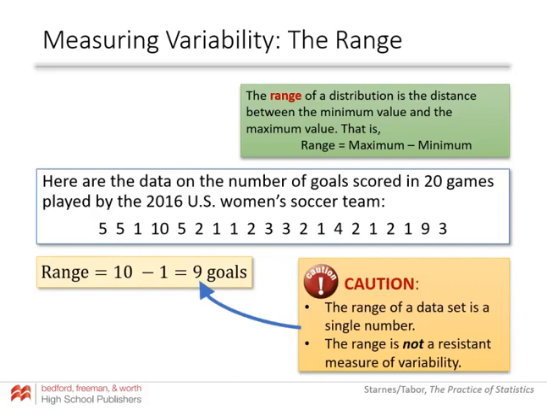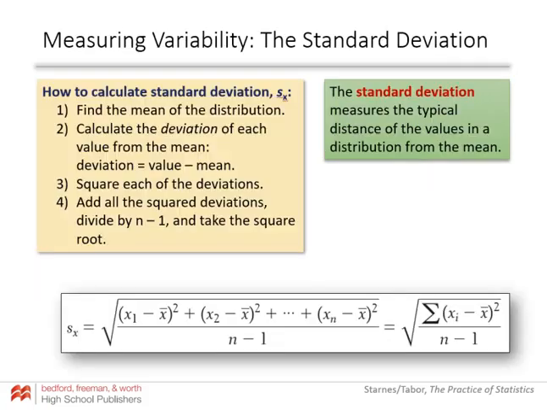One thing that you want to be careful with is make sure you write your answer as one number. So the range is 9. The range is not 10 to 1 or 1 to 10. The range is also not a resistant measure because again, we're using the largest number and the smallest number. So if either of those are outliers, that's going to have a large effect on my range.